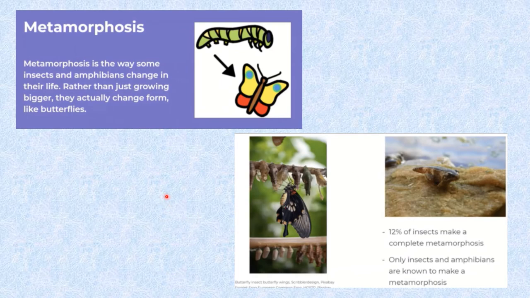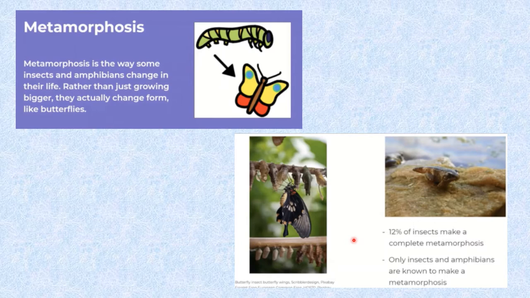Okay, so metamorphosis is the way some insects and amphibians change in their life. So rather than just getting bigger and bigger, like humans do or other mammals, they actually change their form. And of course, you all know about an insect like a caterpillar changing to a butterfly, and you all know about an amphibian such as a tadpole turning to a frog down here.